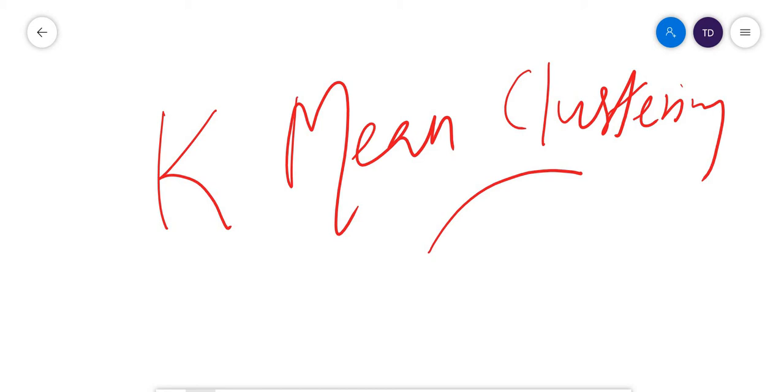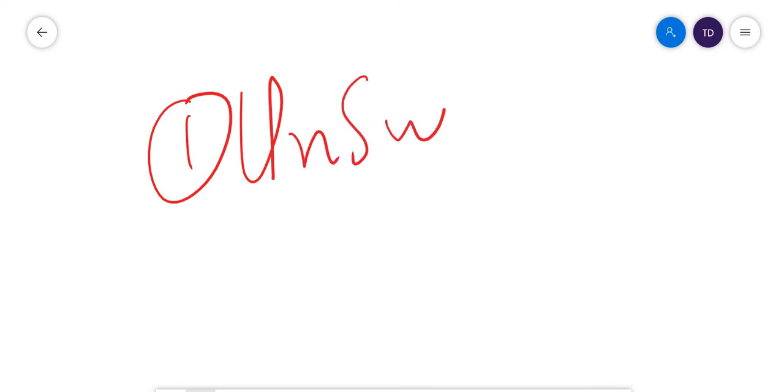Let's start. The first and most important point you need to understand is that it is an unsupervised machine learning algorithm. You know, machine learning is classified into three categories: supervised machine learning, unsupervised machine learning, and reinforcement machine learning. You know those aspects. So I'm telling you k-means clustering is an unsupervised machine learning algorithm.